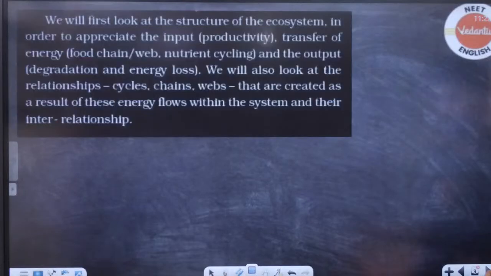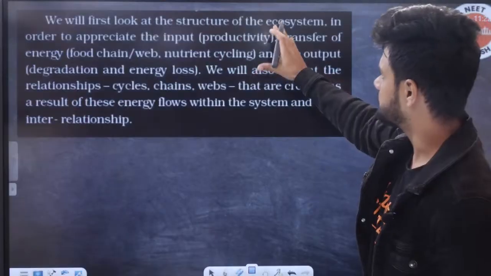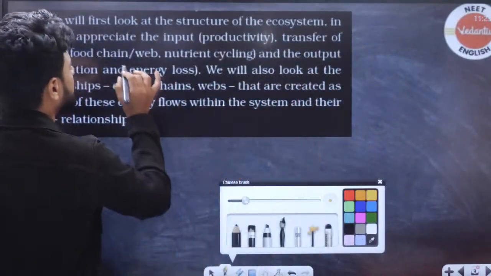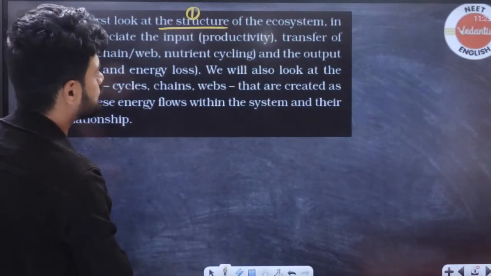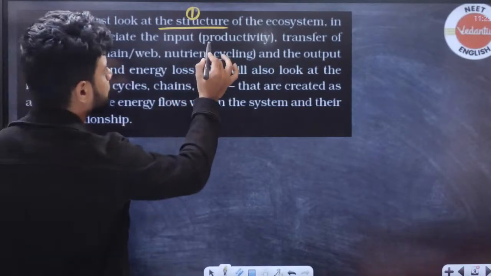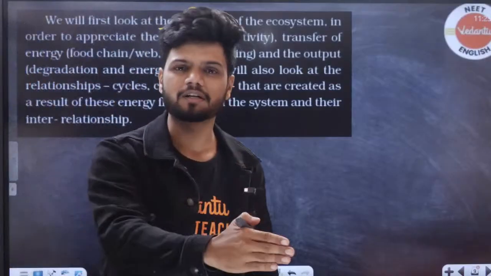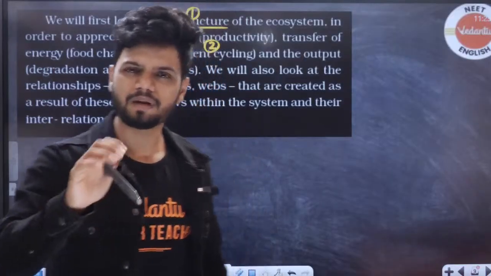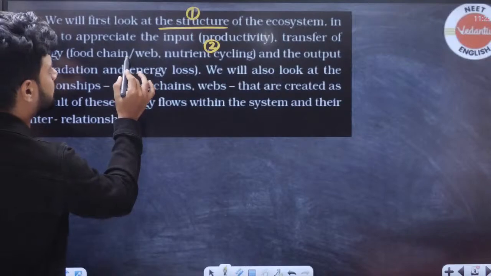Now we will first look at the structure of ecosystem. In today's lecture, the first thing we'll be looking at is the structure of ecosystem, that is the physical structure. Then we'll be looking at productivity today. What is productivity? Primary productivity, secondary productivity, what is tertiary productivity? All that we'll be learning today. What is primary production? Then we'll be learning food chain or food web.